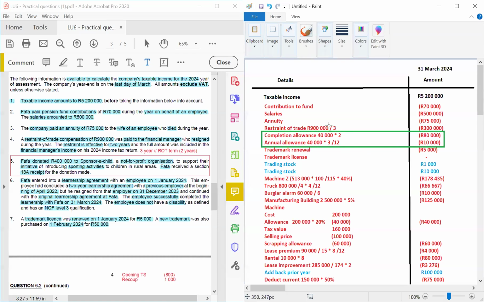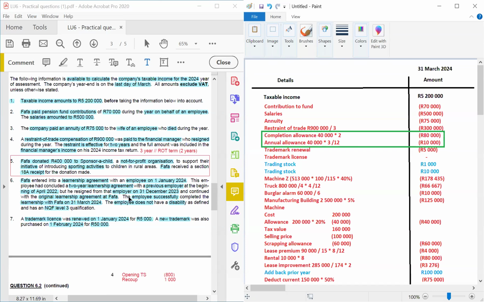Okay, now these are the learnership allowances. If we look at the first one, there's a learnership agreement that was entered into in this current year. So the 1st of January is 3 months before the year of assessment ends. That's why we multiply this annual allowance by 3 over 12, 3 representing 3 months over 12 months, because there are 12 months in a year.